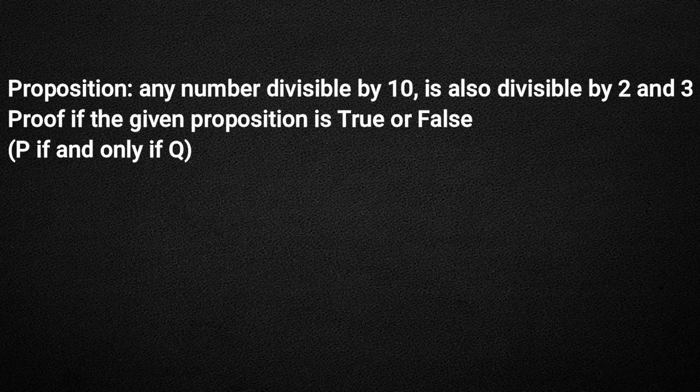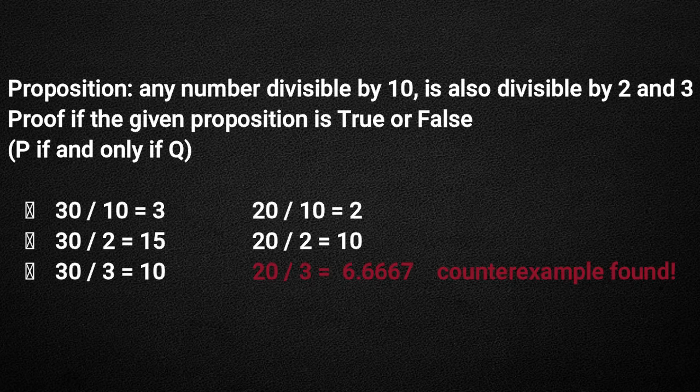Any number divisible by 10 is also divisible by 2 and 3 too. Proof: we check whether the given proposition is true or false. P if and only if Q. When the number is not integer divisible by 10, 2 and 3, we will find the counterexample.